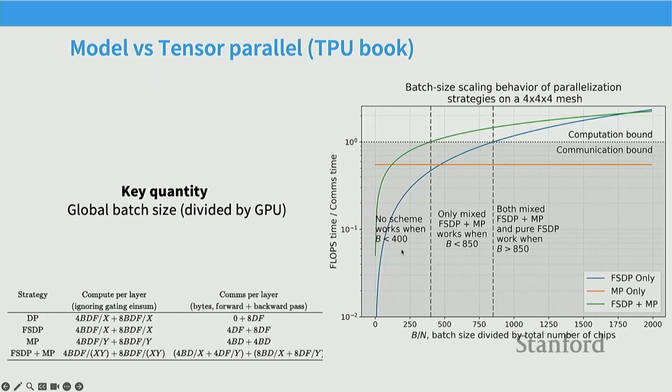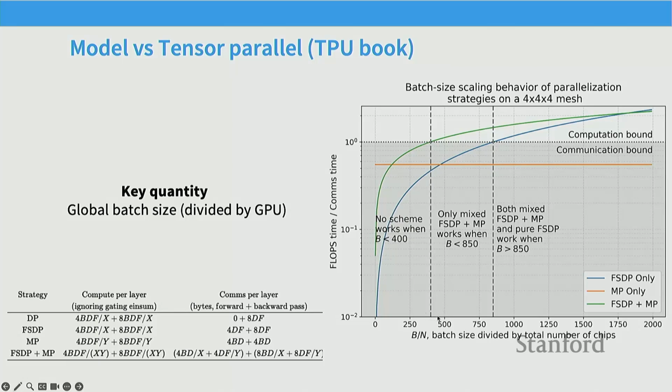And you can see if your batch size is too small, you have lots of GPUs and really tiny batch sizes, then there's no way for you to be efficient, right? You're always communication bound, which is this bottom half here. And in fact, you're spending most of your time on communication.